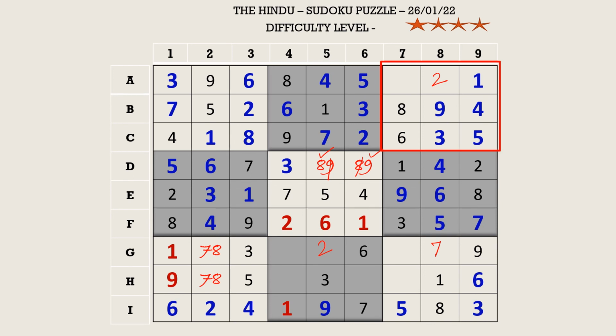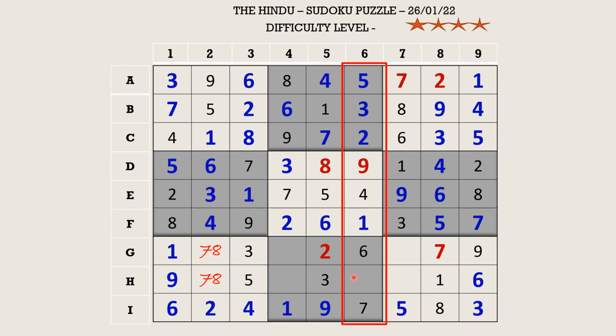Now the only missing number in the third block is 7. In column 6, the only missing number is 8. Now this 8 cancels out the 8 here in H2. H2 becomes 7 and G2 becomes 8.